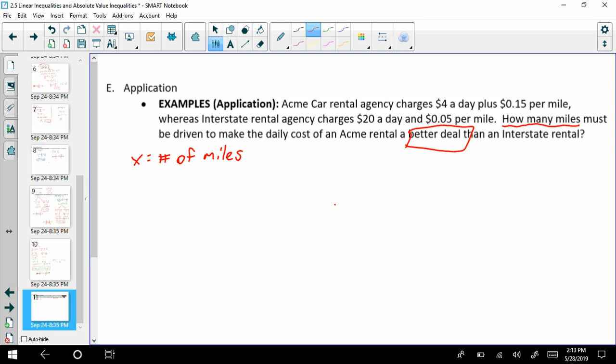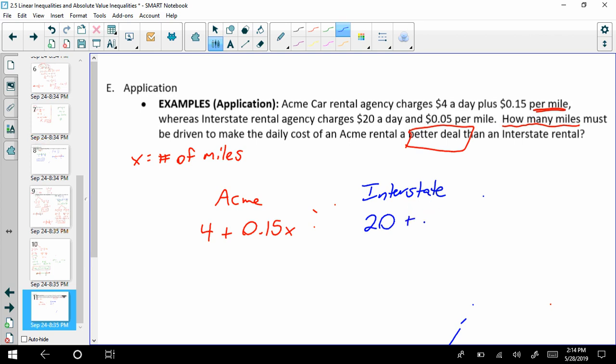So let's do Acme first. What do they pay for? $4 a day plus 15 cents for every mile. So I'm going to be paying $4 plus. Now if it's 15 cents per mile and I don't know how many miles I'm going to drive, I'm going to have to write that as 0.15x, because I don't know how many I'm going to do. The 4 should not have an x because I'm not paying the $4 per mile. It's just $4 a day. Now let's do Interstate. They charge $20 a day and 5 cents each mile. So 20 plus the 5 cents times x, because I don't know how many.